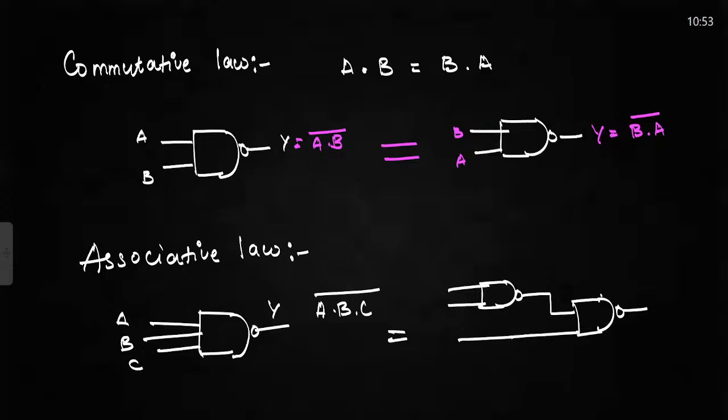So these two must be equal in order to verify that my NAND gate follows associative law. Here my inputs are A, B, and here I am giving C. Now let us check: here I am getting (A·B)bar, and here I am getting (A·B)bar into C whole bar. So these two are not equal. So what can we derive from this?